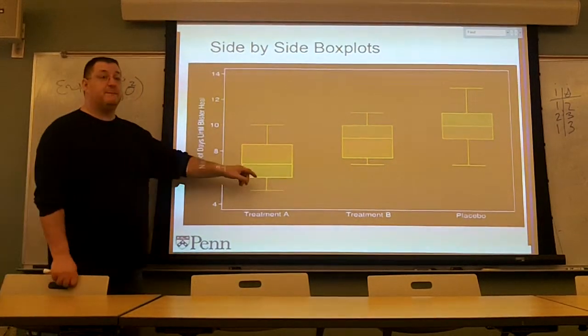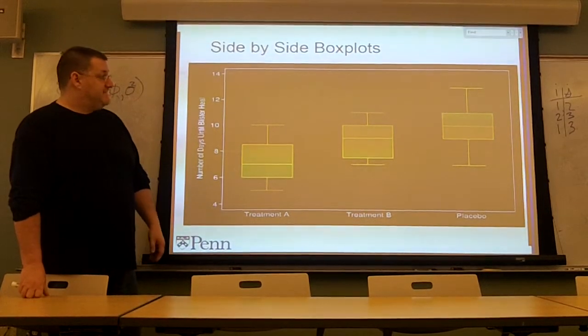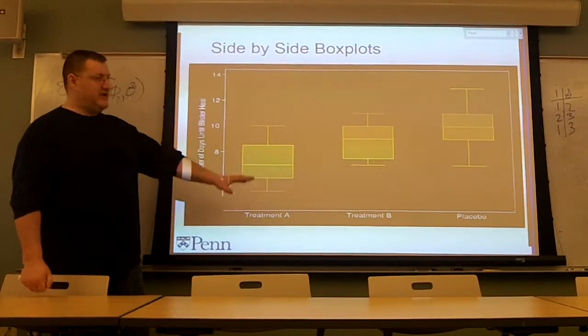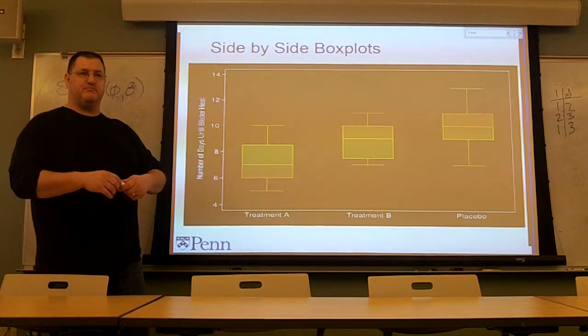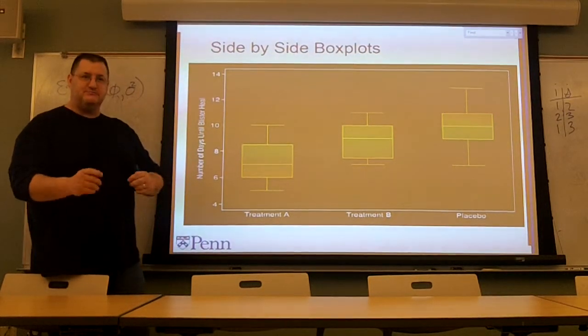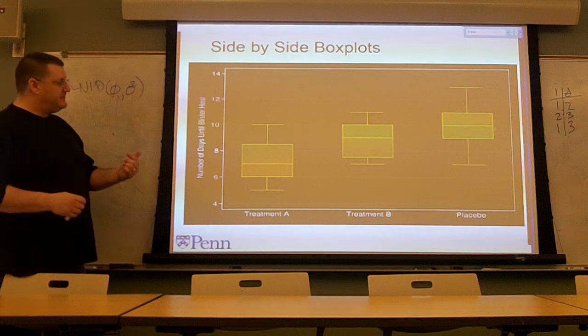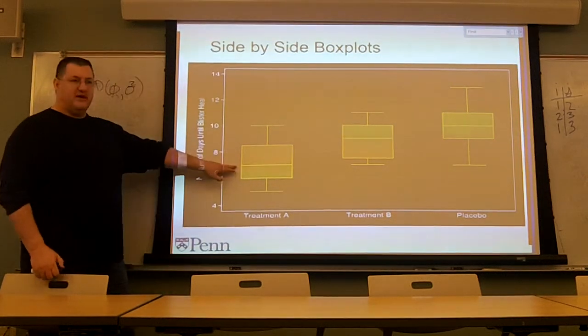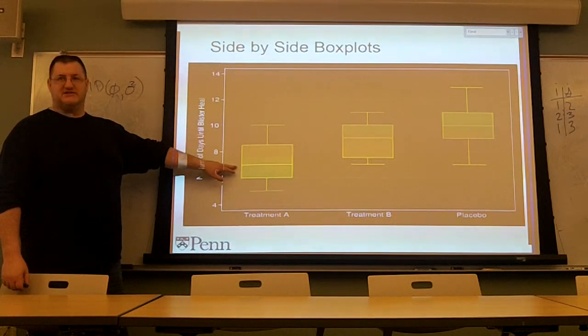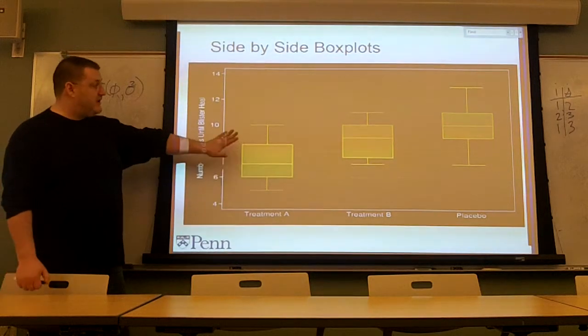Does it look like placebo has more variance? Yeah, that's true. And here, the question is, is it problematically more? Okay, we'll get into that too. Does anybody know what this line in the middle of the box is? That's the median. Okay, good. So we know that.